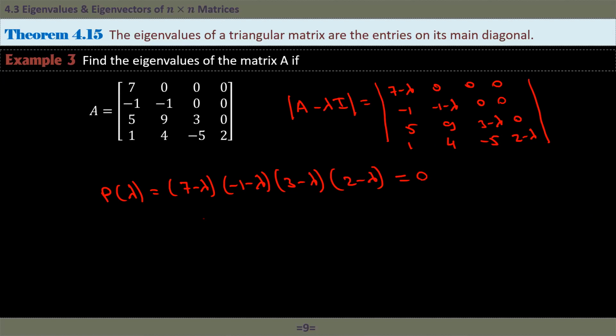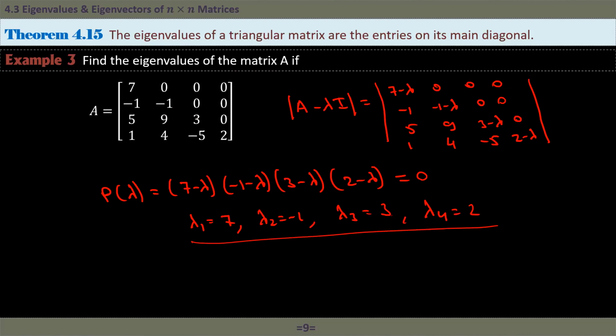If you just solve this, then lambda 1 equals 7, the first entry. Lambda 2 equals negative 1, which is the second entry in the main diagonal. And lambda 3 equals 3, because 3 minus 3 is equal to 0. That's the third one, and lambda 4 is equal to 2. That's what the theorem says. So these are the eigenvalues of this matrix if the matrix is an upper triangular or lower triangular matrix. All right.